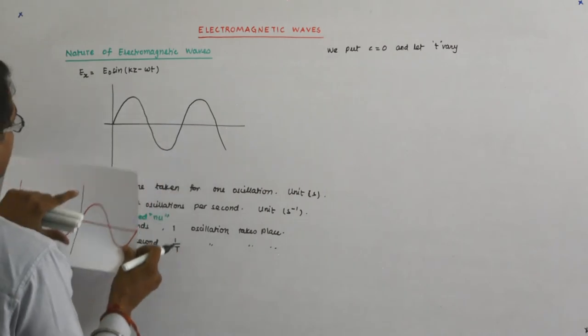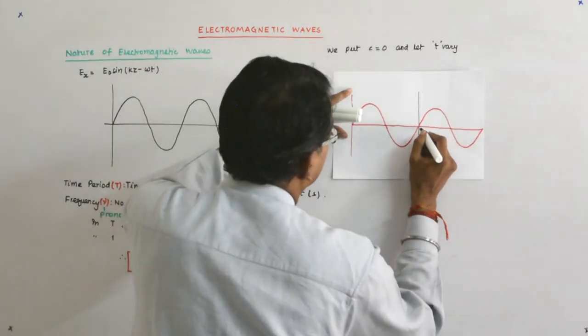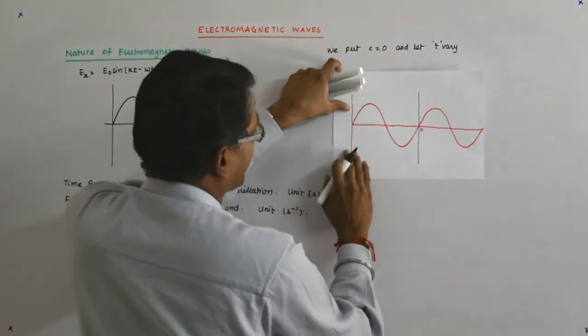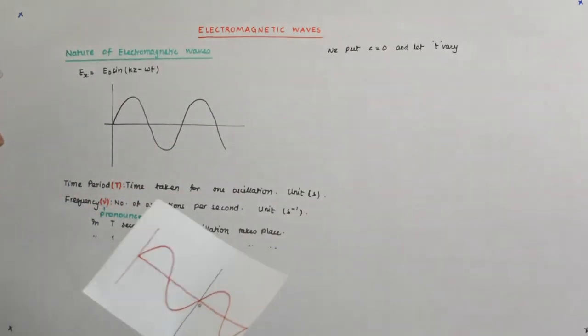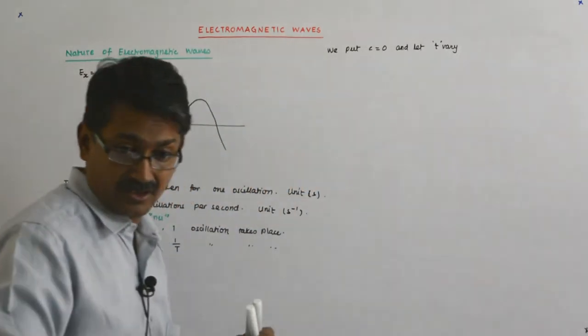So this is like this. This is our origin. You'll understand why I've drawn this. Okay, so what happens? This wave starts shifting like this, correct?